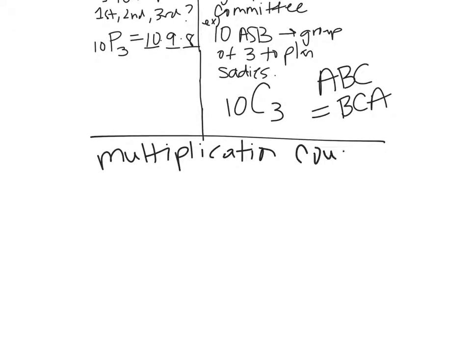Counting. Okay, some examples of that would be, let's say that you want to find out how many zip codes there are possible.